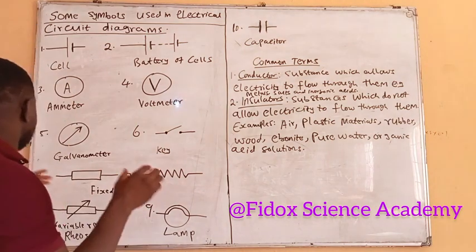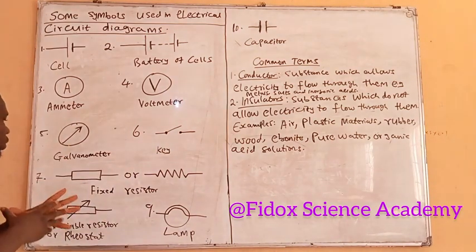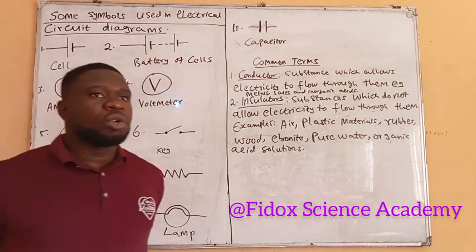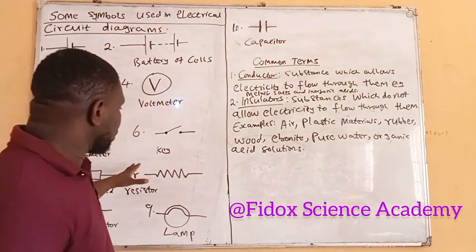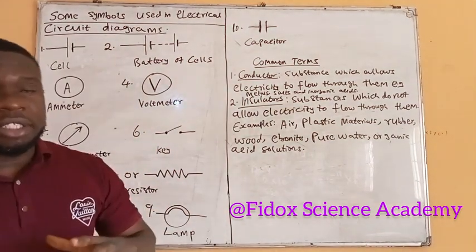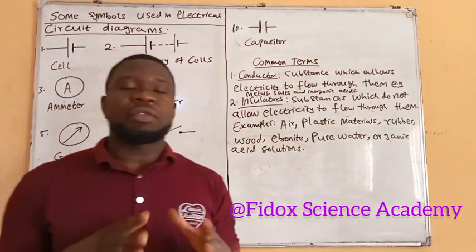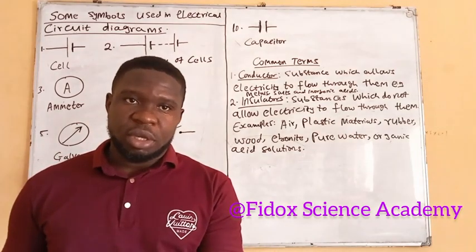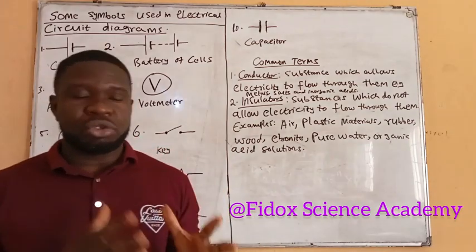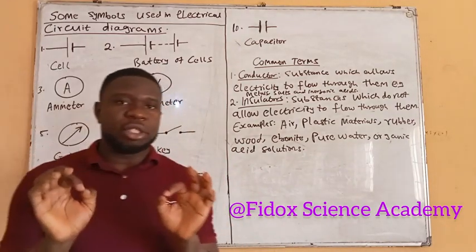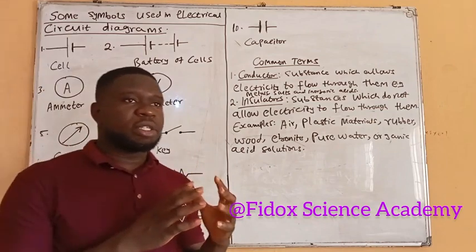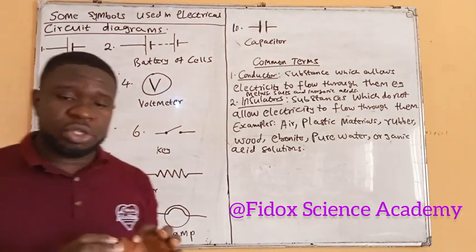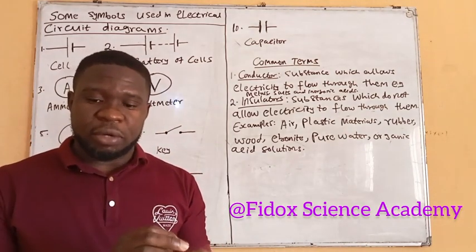So the seventh thing we have here is what we call the fixed resistor. What a resistor does in the circuit is it opposes the flow of electric current. Its work in the circuit is to reduce the amount of current flowing into a particular component. Some components may need large current to flow into them, some other components may need just small current. So when you meet an instrument in the circuit that needs small current, you use a resistor to reduce the amount of current flowing into that component.